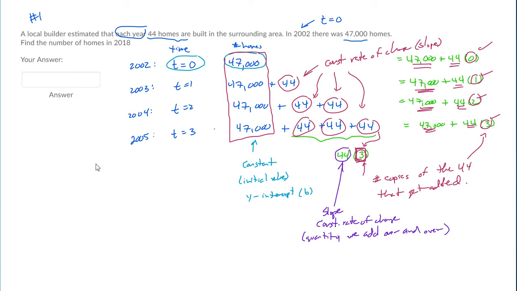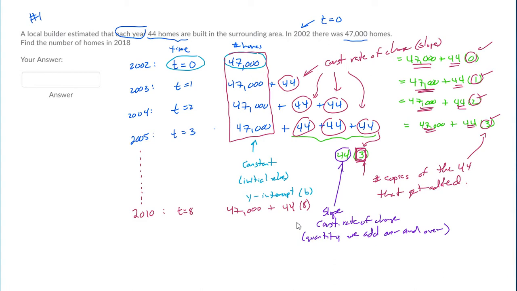So it looks like what's going on is, if I keep going, let's say I go to year 2010. Can you predict what's going to happen in year 2010? That's going to be T equals 8, right? Because we're doing years since 2002. So I'm going to have 47,000 plus how many 44s? 44 times 8. We're going to have 8 copies of the 44.